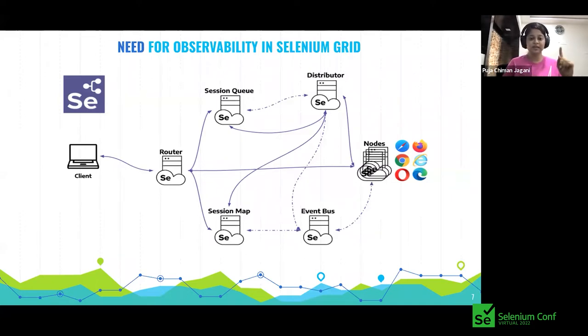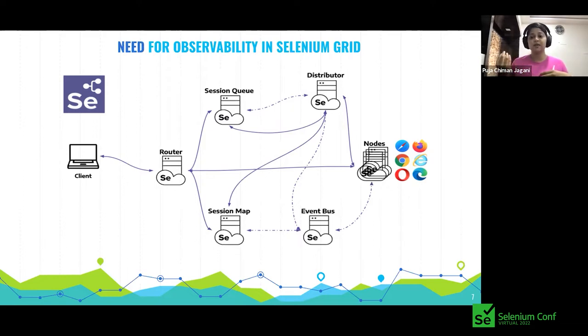Now let's quickly do a walkthrough of the different components that we have. The first component it hits is the router. When you do a remote WebDriver, you give it a URL to point to, and that is the router's address. Think of the Selenium router as a simple forwarding proxy. It is only able to identify if it's a new request or an existing request and accordingly take action. If it's a new request, it puts it in a session queue. It's a queue where all new requests are sitting happily.